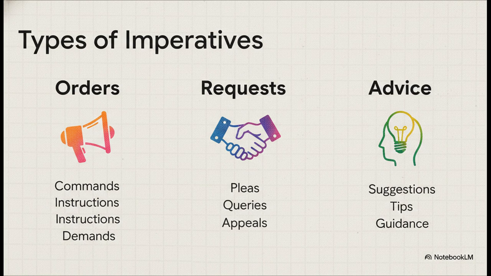Imperatives really come in three main flavors. You've got your direct orders or commands, your polite requests, and your helpful advice. Each one has a slightly different pattern when we switch it over to the passive voice.